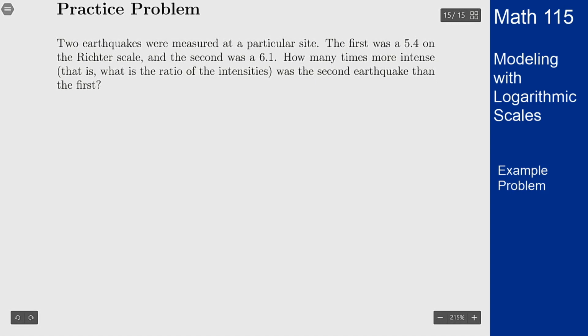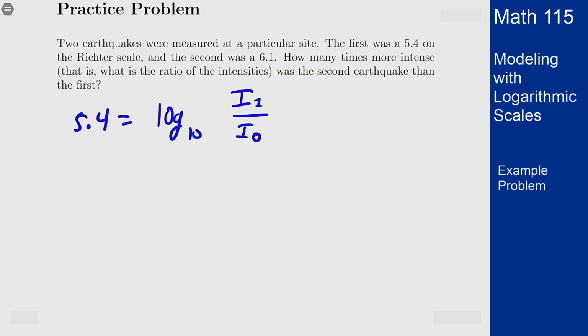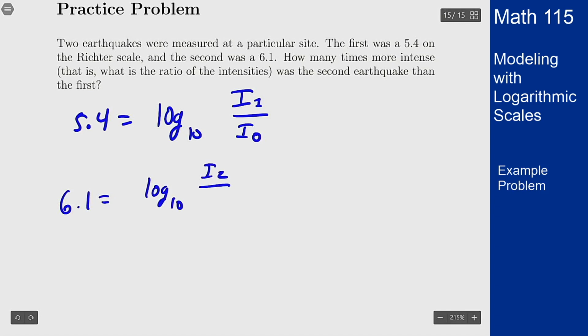Well, they tell us that 5.4 is the log base 10 of the ratio of the intensity of the first earthquake to some default intensity, which is 10 to the minus 12th. Similarly, we know that 6.1 is log base 10 of I2 over I0, where I2 and I1 are the intensity of the second and first earthquakes, respectively.